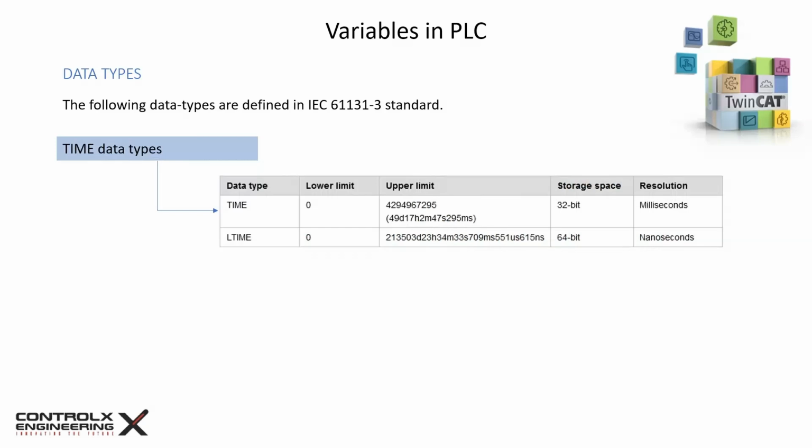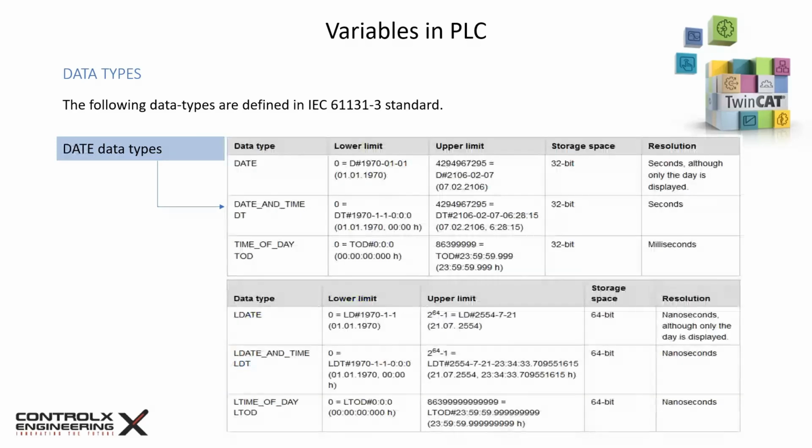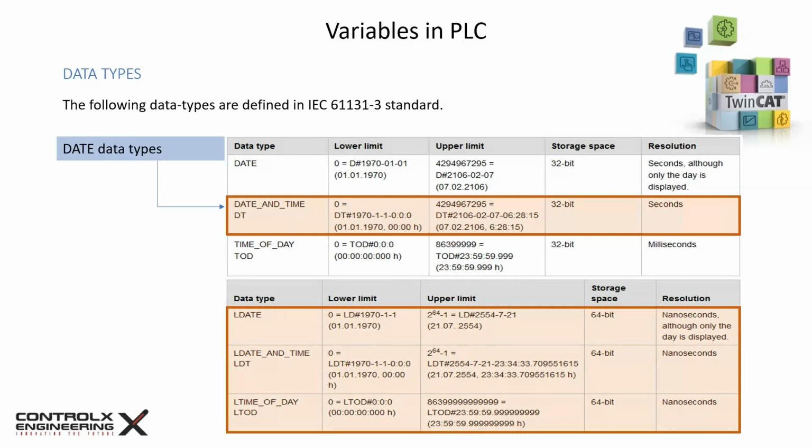The next one is the time data type. It's available in 32-bit and 64-bit versions with resolutions of milliseconds and nanoseconds respectively. Here are some examples of time variables and how they're declared and used. Like the time data type, the date and time data type is also available in 32-bit and 64-bit versions as shown. This one combines both date and time in one variable with a resolution of up to seconds. The 64-bit counterpart has a resolution of down to nanoseconds.